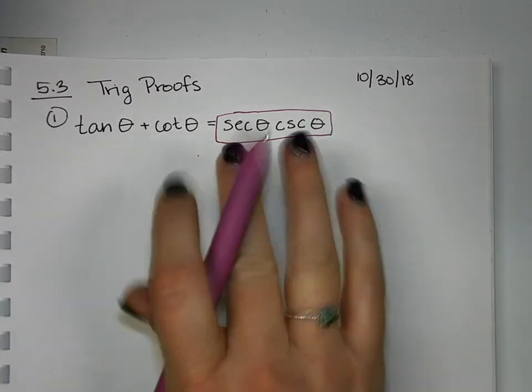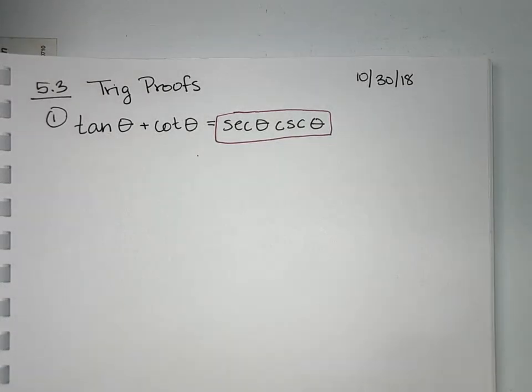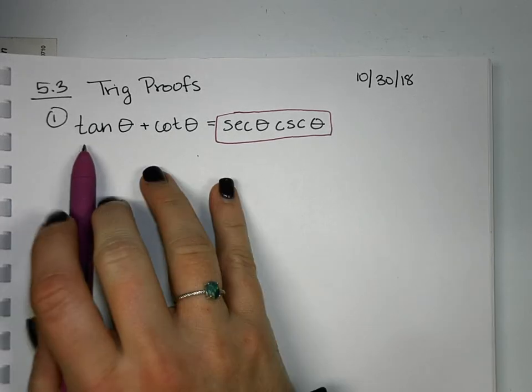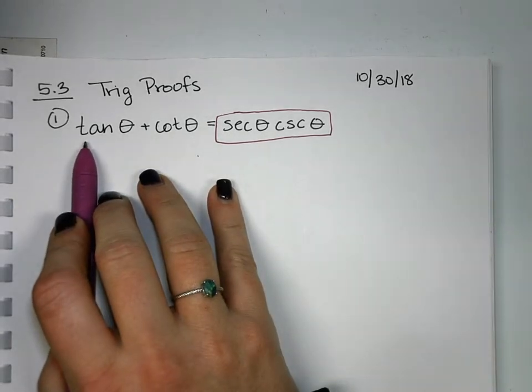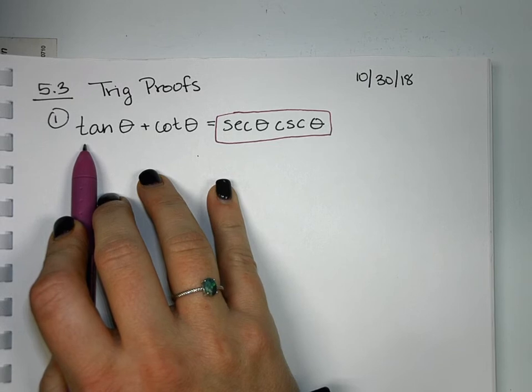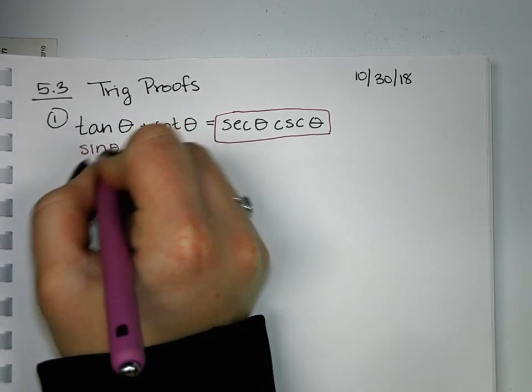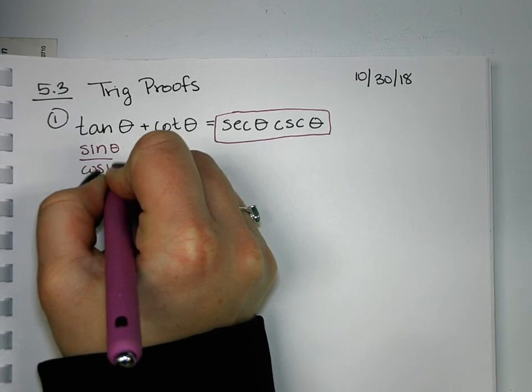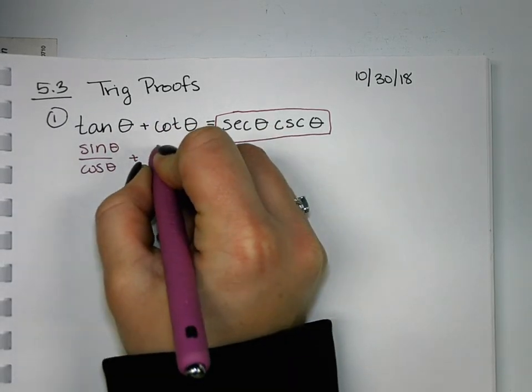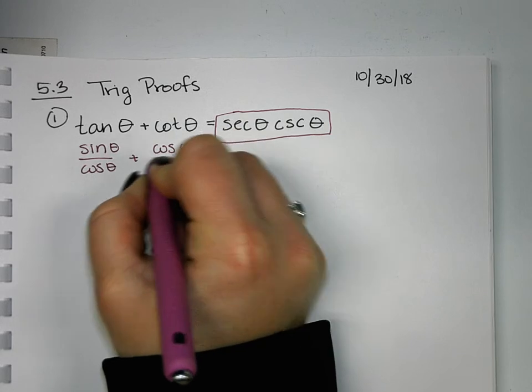So what I'm going to do is not touch this side. I box it. I'm not going to touch it until the end. So here I'm going to say, okay, how can we rewrite a tangent? Well, like I said, I thought I could rewrite it as sine over cosine. And then cotangent I can write as cosine over sine.